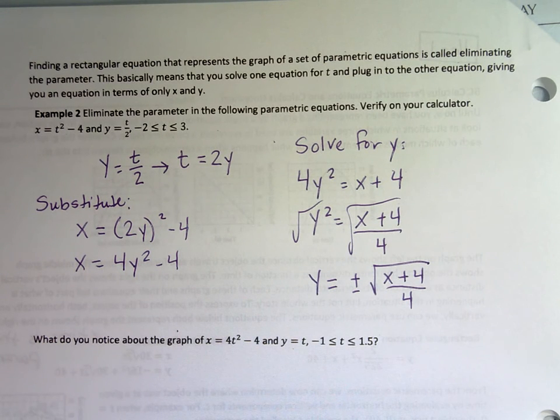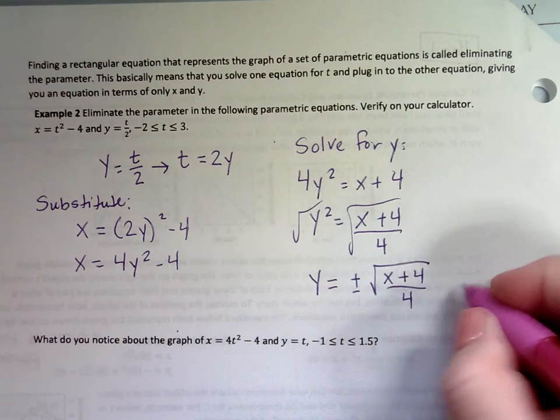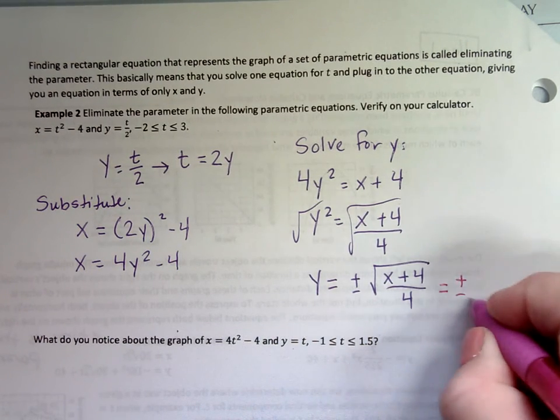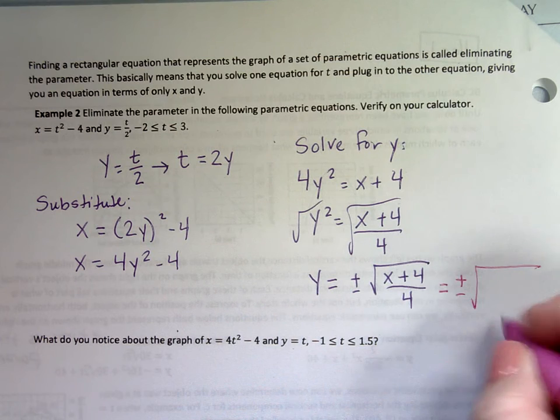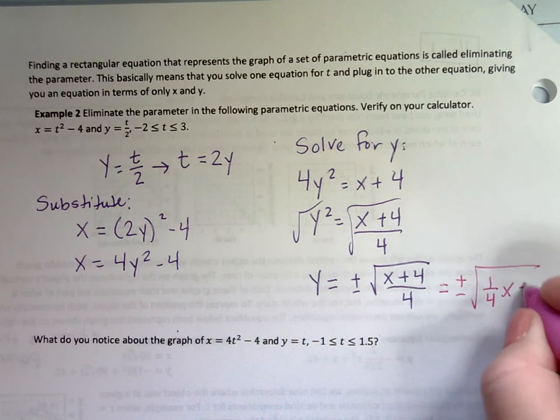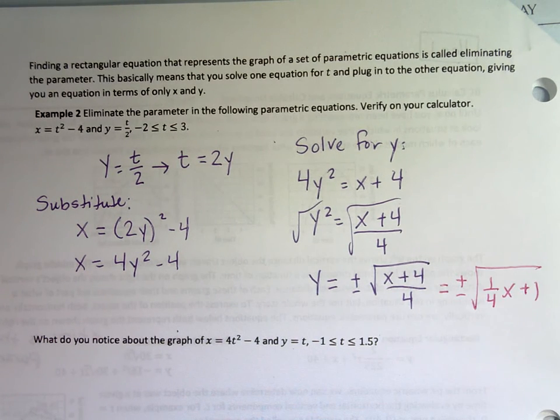Now just for kicks and giggles, here's what the book answer was, which is an equivalent answer. I'm going to change my color so you can see the difference. Here's what they said. They said it's 1/4 x plus 1. And they're right, and so are we. We're saying the same thing, just a different way.